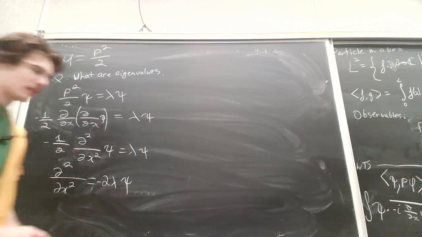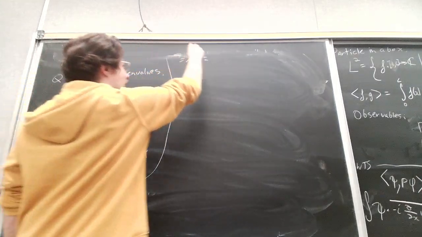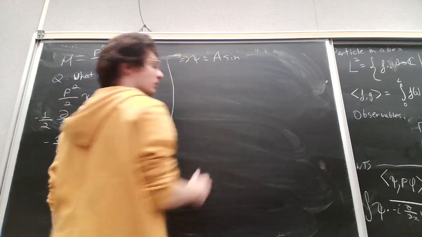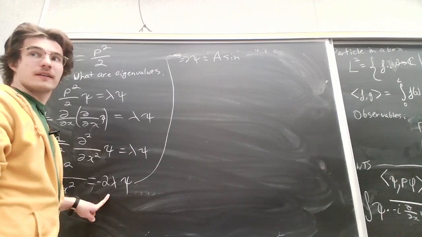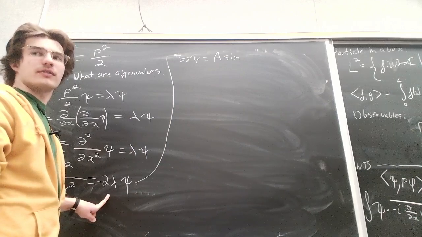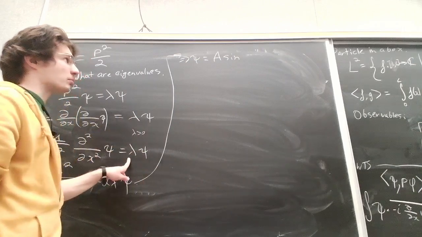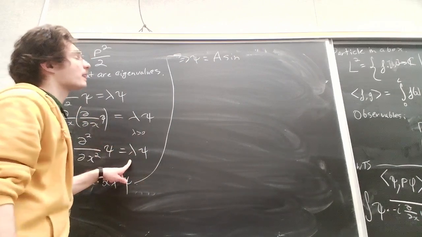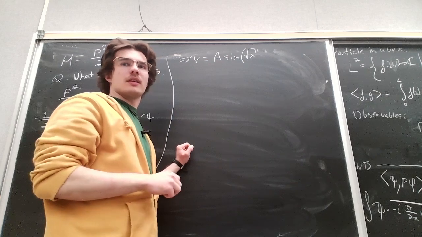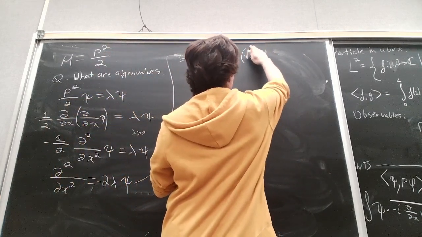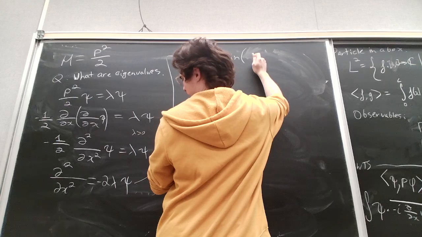Sine and cos, correct. So this is solved. Psi has to be a sine of square root of 2 lambda x. I'm assuming lambda is positive here, because I want positive energies for whatever reason. So I'll have the square root of lambda, maybe with a root 2 as well. Maybe I don't need the over 2. Why did I need the over 2?